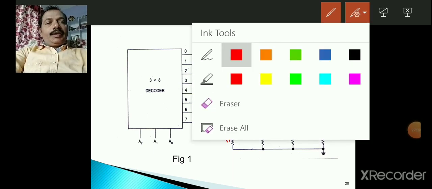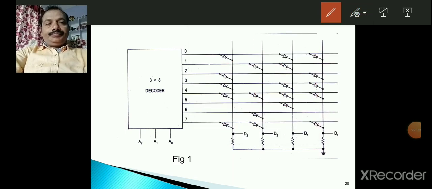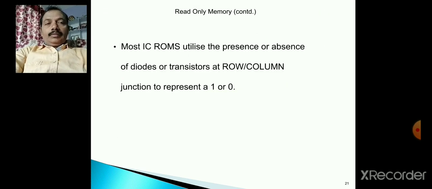So this is the way the manufacturer will store the data. And this stored data can be read by activating one of the rows and reading the columns. So that is the ROM construction. Most IC ROMs utilize the presence or absence of diodes or transistors at row-column junctions to represent a 1 or 0.